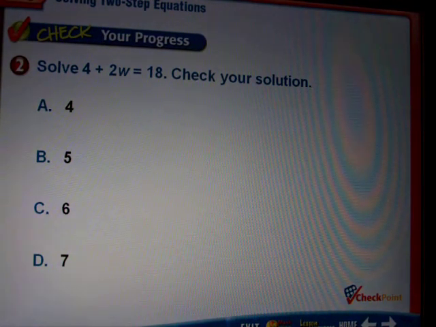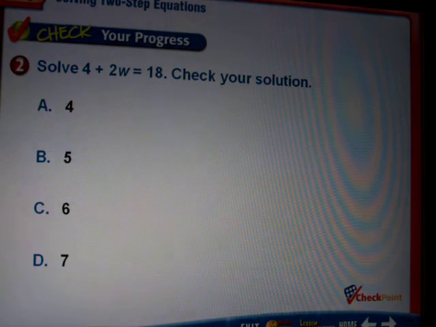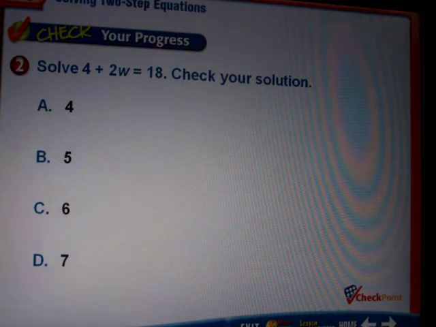First thing you're going to want to do is subtract 4. Is the answer A, 4, B, 5, C, 6, or D, 7? And your answer is?